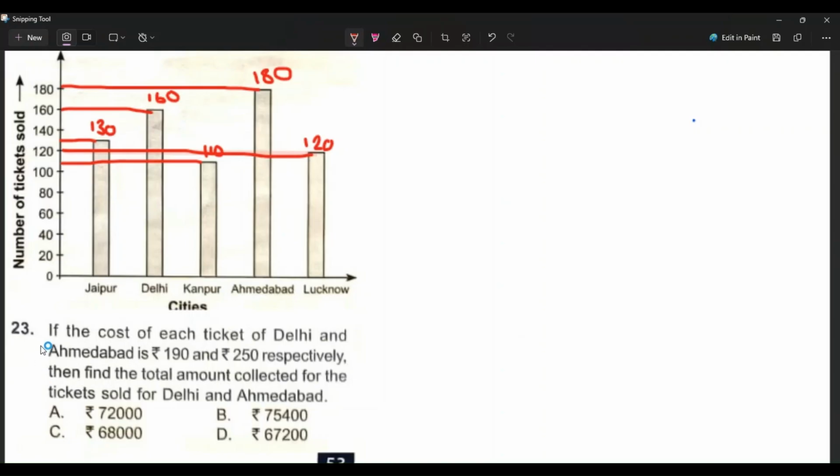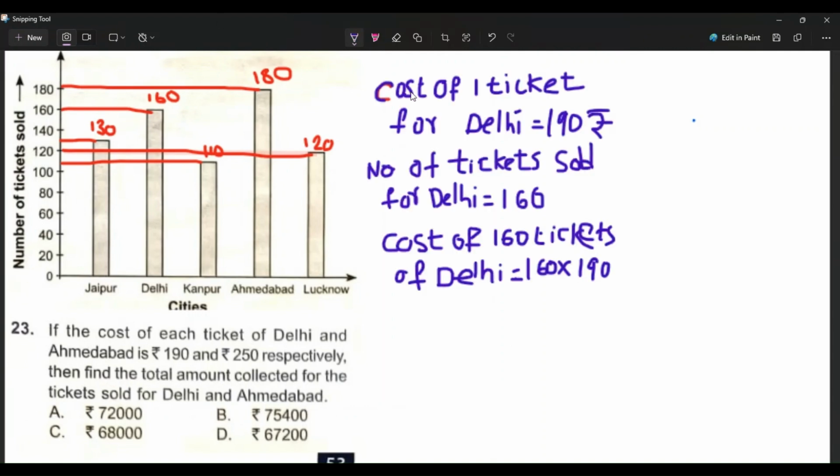23rd question. If the cost of each ticket of Delhi and Ahmedabad is rupees 190 and rupees 250 respectively, then find the total amount collected for the tickets sold for Delhi and Ahmedabad. Cost of one ticket for Delhi is equal to 190 rupees. Number of tickets sold for Delhi is equal to 160. Cost of 160 tickets of Delhi is equal to 160 into 190. So if we multiply these two, we get the answer.